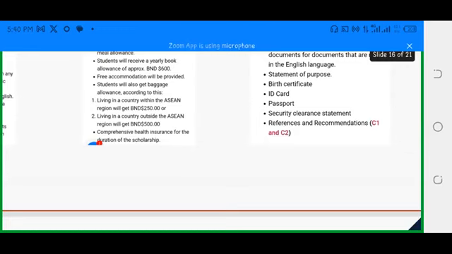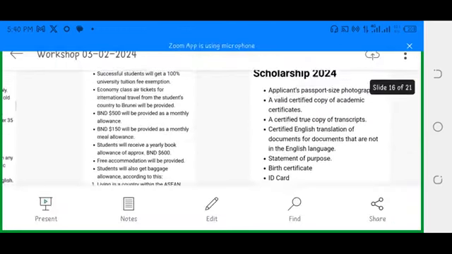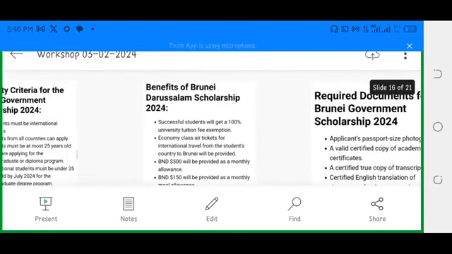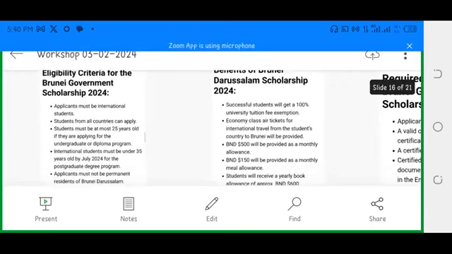Then references and recommendation. We've also always talked about these recommendations. So these are the requirements, the benefits, and the eligibility. These are the three most important things that have to come to your mind before you begin the application process. You have to look at eligibility first. Are you eligible? Are they going to consider you? If you're not into academics, maybe look at other things, like sports. And you have to look at the benefits.